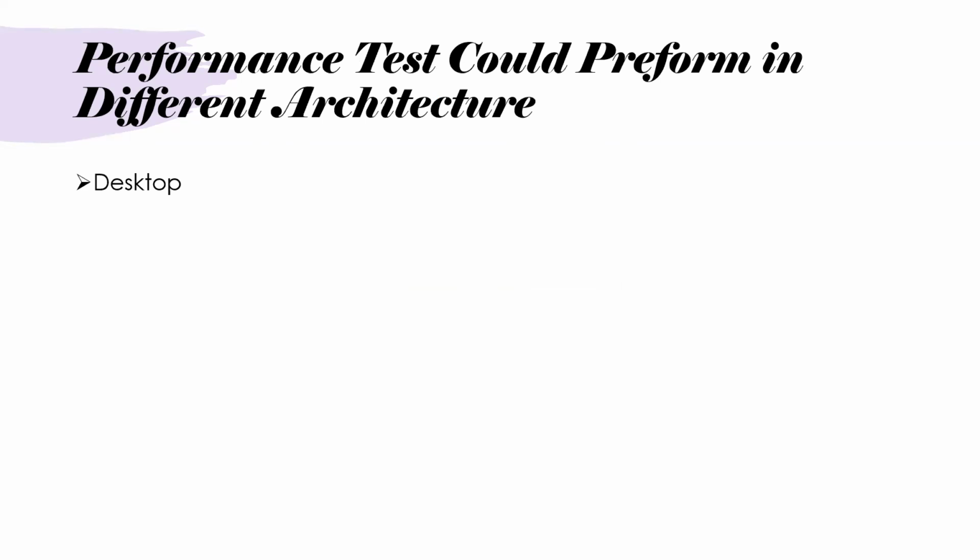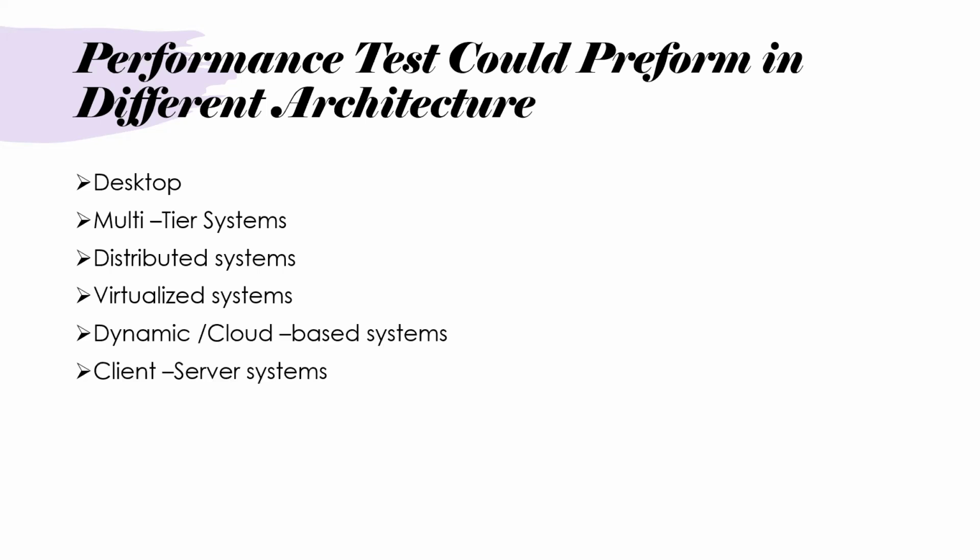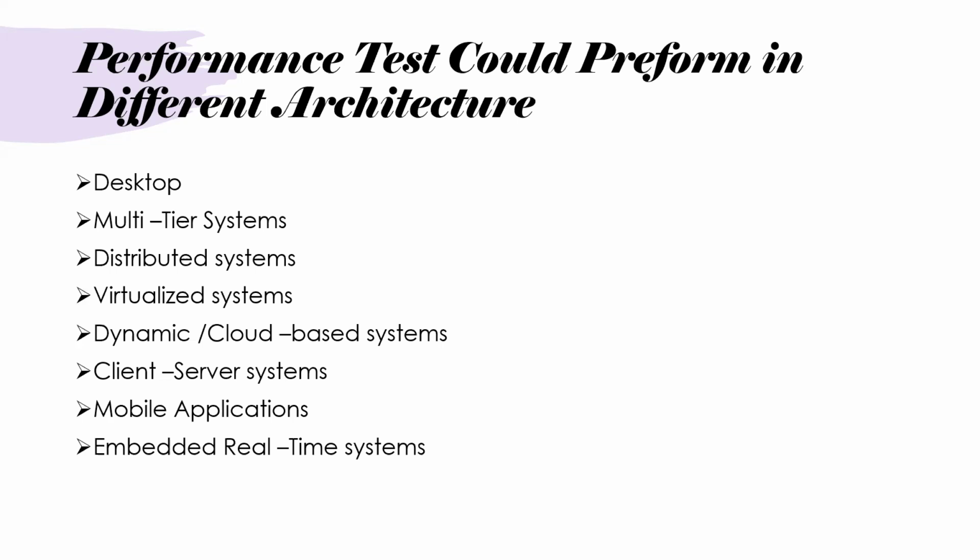So also we could perform performance tests in different architectures. You could perform performance tests in a desktop application, a multi-tier system, a distributed system, a virtualized system, also a dynamic or cloud-based system, a client-server system, mobile applications, and also embedded real-time systems like airplane control systems, and mainframe applications as well. These are the architectures that you could perform performance testing in.